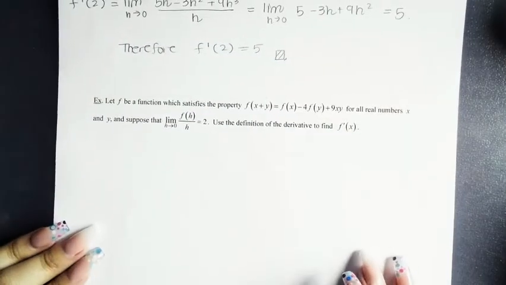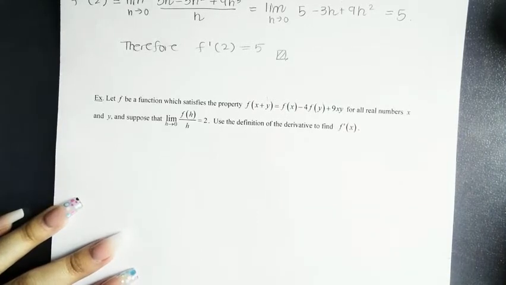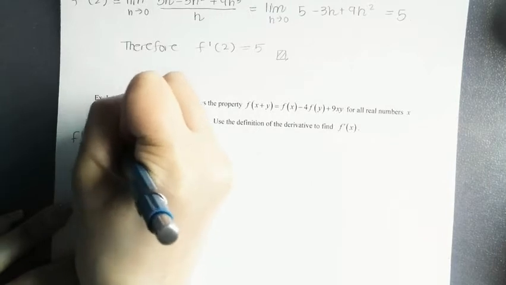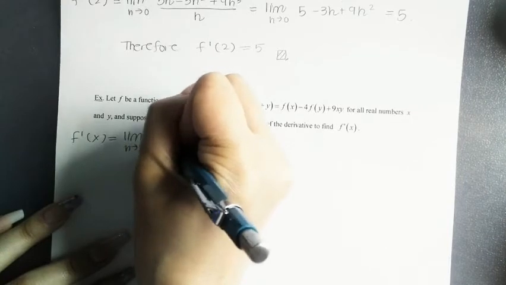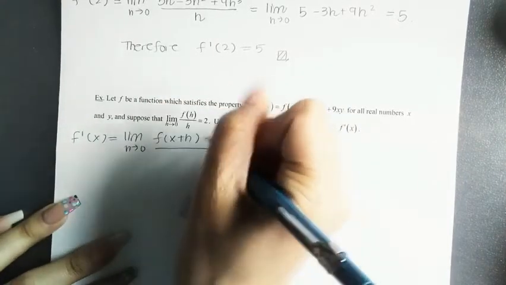Okay, so let f be a function which satisfies the property of f of x plus y equals f of x minus 4 f of y plus 9xy for all real numbers x and y, and suppose that the limit when h approaches 0 of f of h divided by h is equal to 2. We need to use the definition of the derivative to find f prime of x. What are you going to do? Well, follow the hint. Okay, f prime of x is going to be equal to the limit when h approaches 0 of what? f of x plus h minus f of x divided by what?